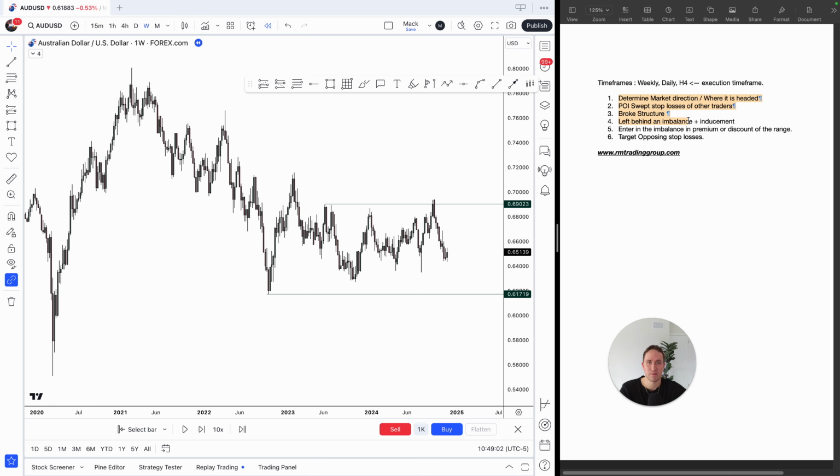So these are the steps. Before we get into the video, I want to show you the steps. We're going to determine the market direction, where it's headed. Okay, so that's step one. I'm going to show you how to do that. Step two is the point of interest. So the POI must have swept the stop losses of other traders. Number three, it must break structure afterwards. Number four, left behind an imbalance plus inducement. So inducement is just liquidity above or below your limit order, depending on the bias. And then number five is enter in the imbalance in premium or discount of the range, which I will show you. And then number six, for our target, we're going to be targeting opposing stop losses.